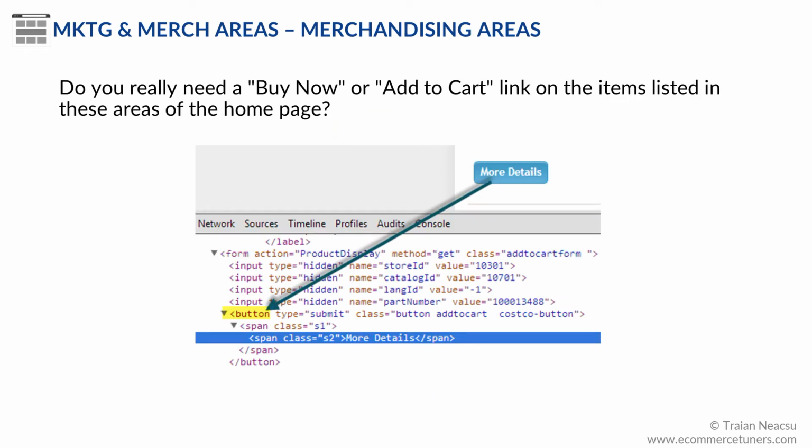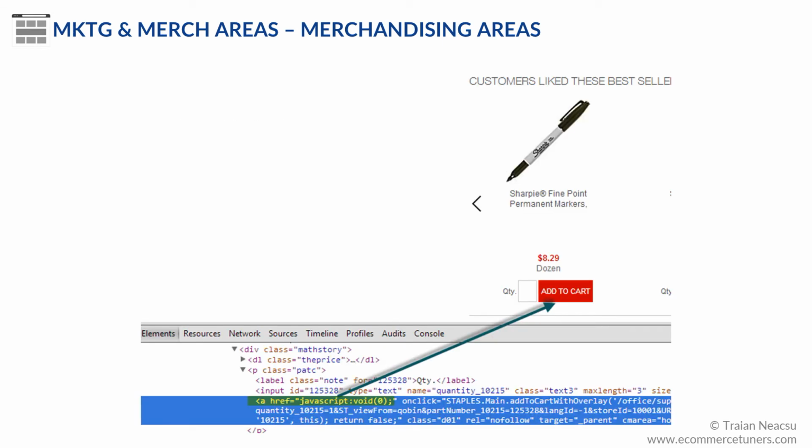Do you really need a Buy Now or Add to Cart link on the items listed in the merchandising areas of the homepage? Do visitors really add to cart directly from the homepage? If not, consider either removing such strong CTAs or replacing them with softer CTAs such as More Details or Find More. If you are keen on using Add to Cart buttons in these sections, implement them with either the HTML button element or using JavaScript. This Add to Cart link is implemented with JavaScript, which means that the chances of it being followed and crawled are minimized.